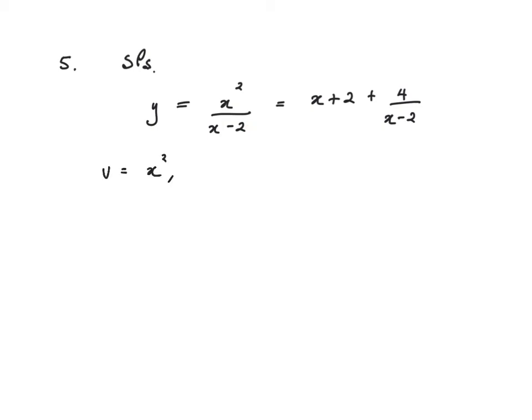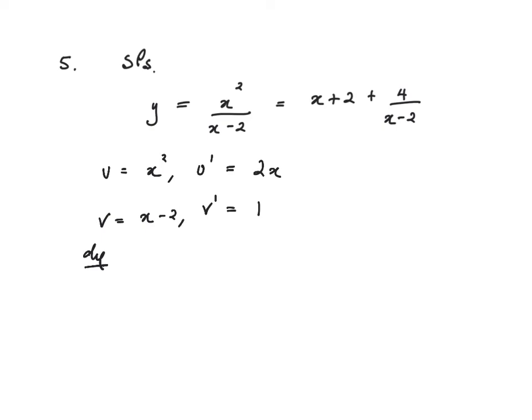The fifth thing we want to do is to work out the stationary points. Now we can either use the original or the simplified version, it doesn't really matter. Let's just use the original. So we have a quotient. If we have u equals x squared, u dash equals 2x, v equals x minus 2, v dash equals 1.